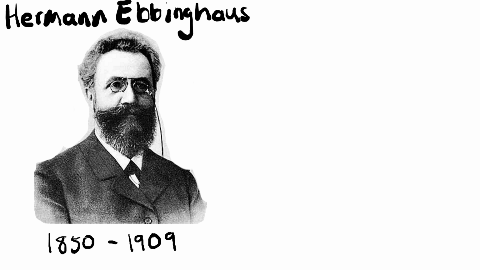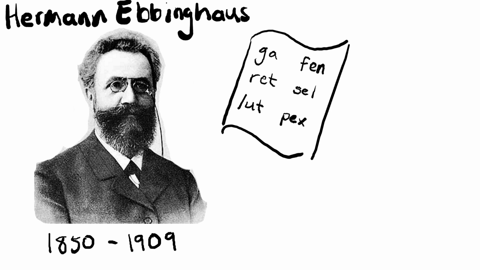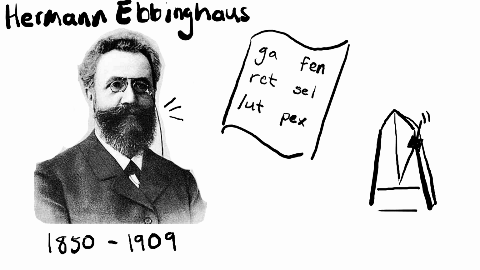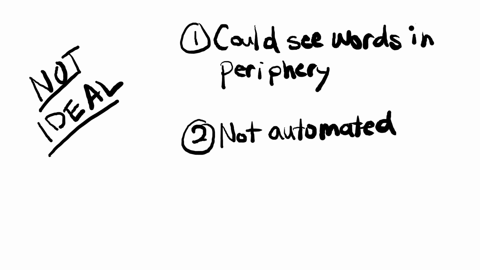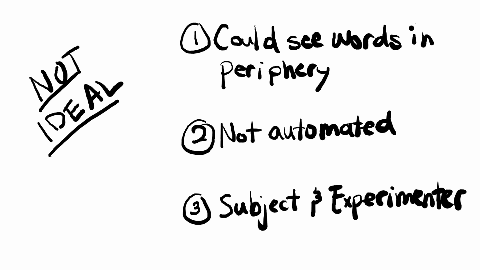The story starts with Hermann Ebbinghaus, a man who conducted very important memory research published in 1885. He read a long list of nonsense syllables to himself until he learned them by memory. He used a metronome to keep his pace so that he'd be exposed to each word the same amount of time. However, this was not ideal. He could see words in his periphery. The method was not automated, and he was both subject and experimenter.